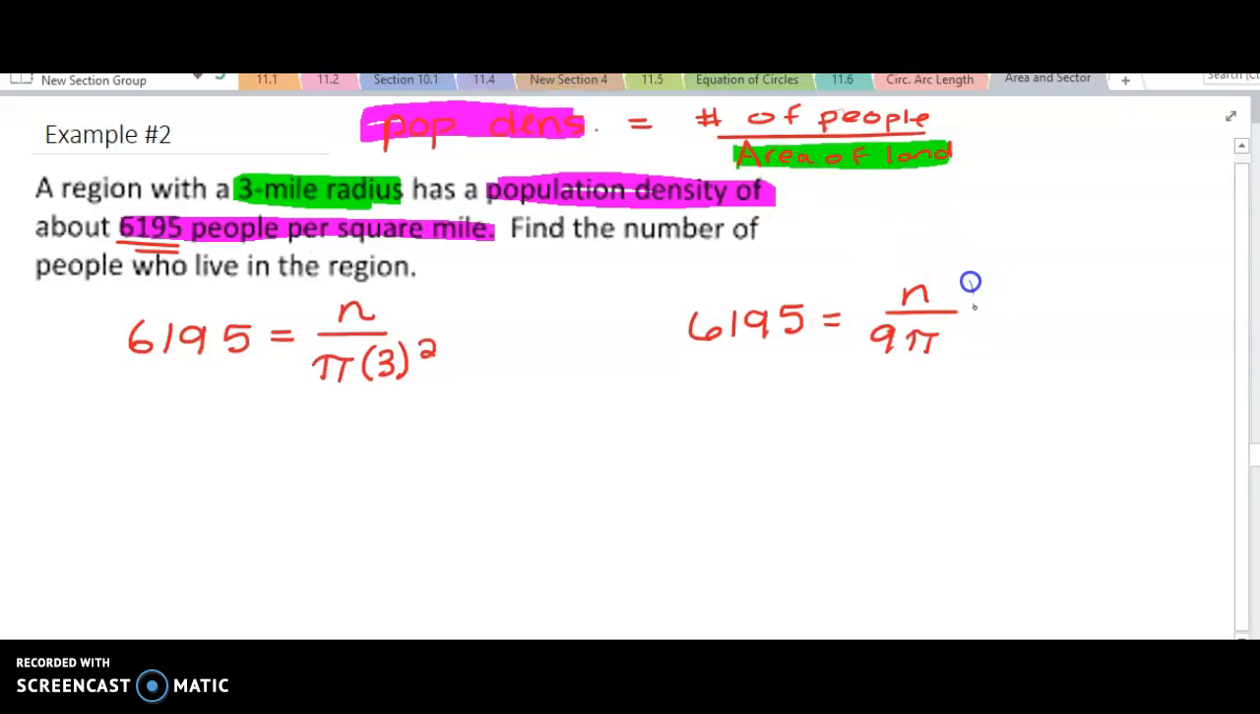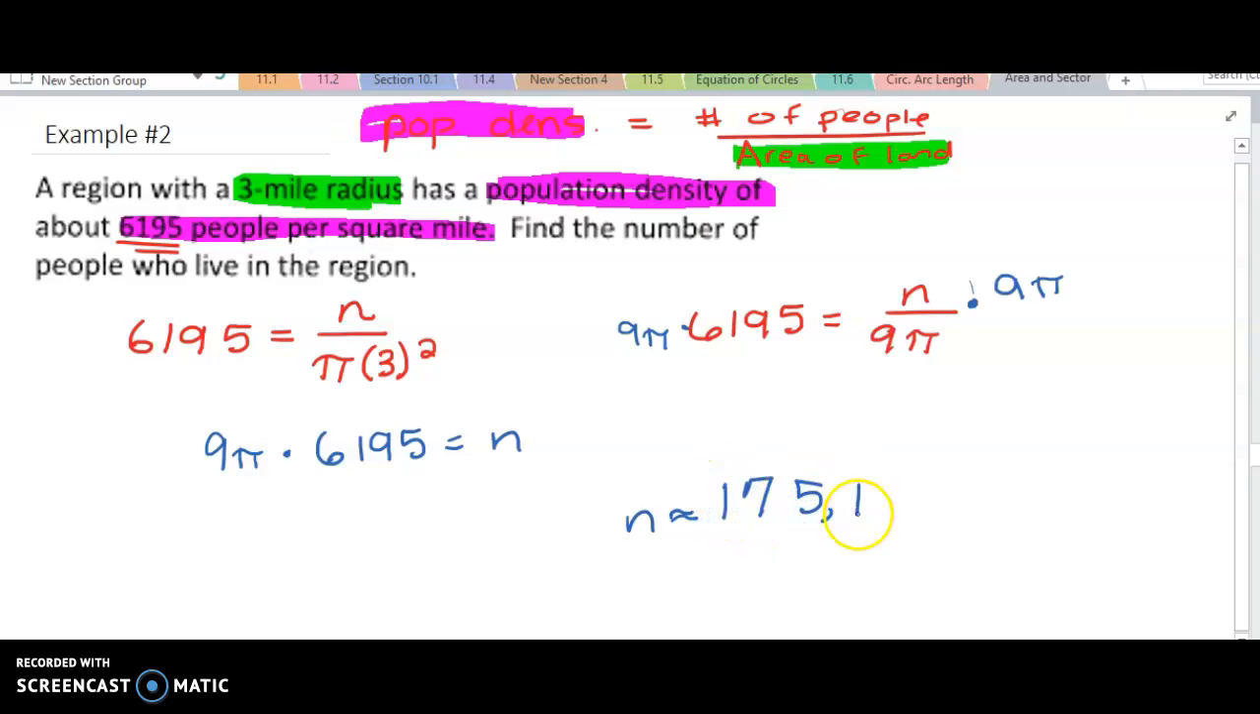So to undo a fraction, I multiply by its denominator. So 9 pi times 6,195 equals the number of people. And if I plug that into my calculator, I get the number of people is roughly, and guys, we can't have a half person, so I'm just going to round this down, 175,159 people. And that is my answer.